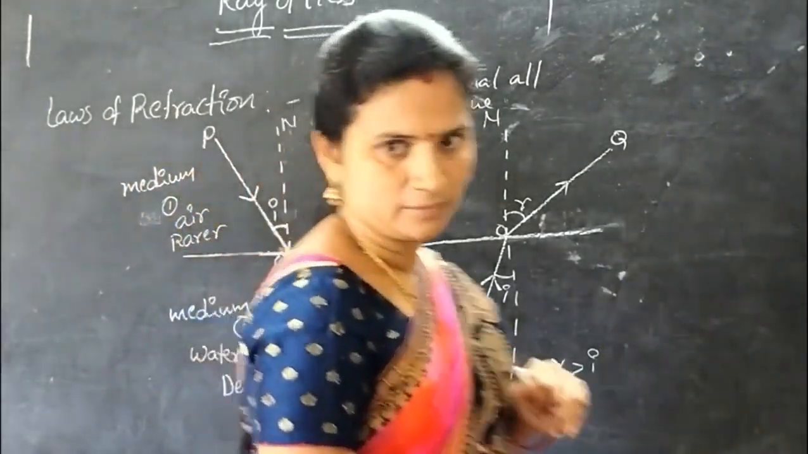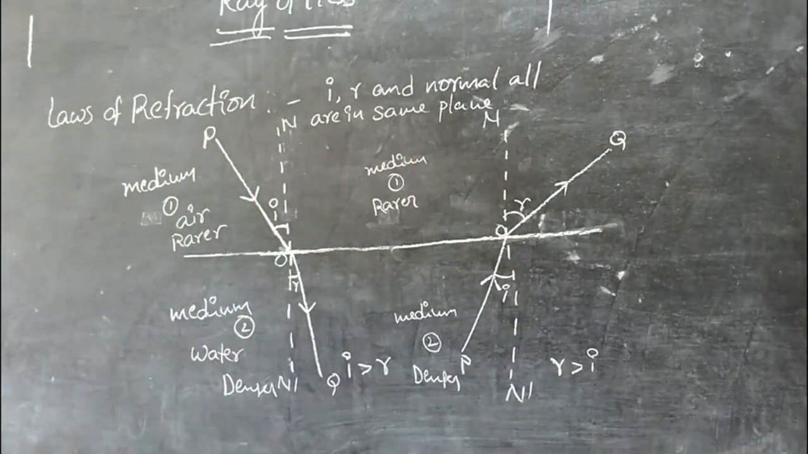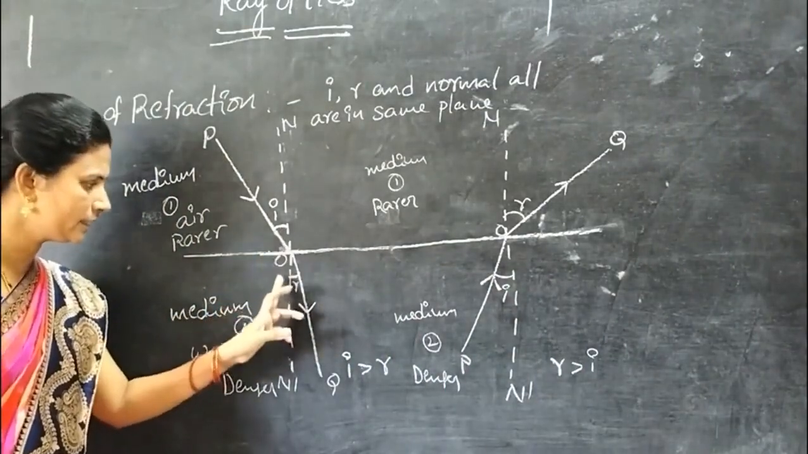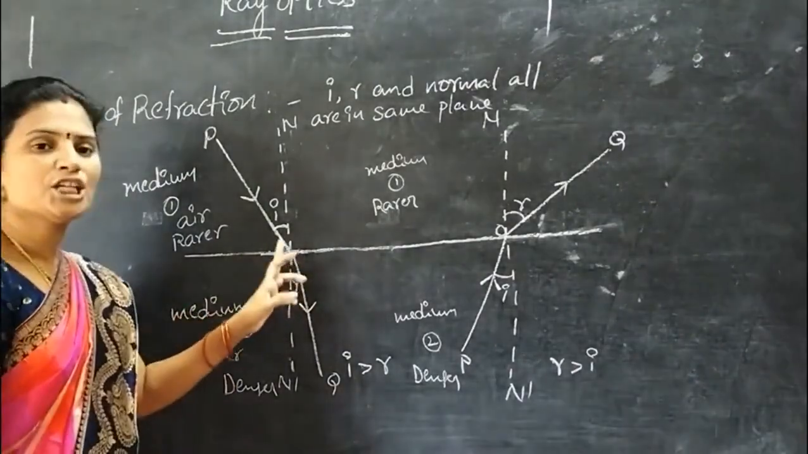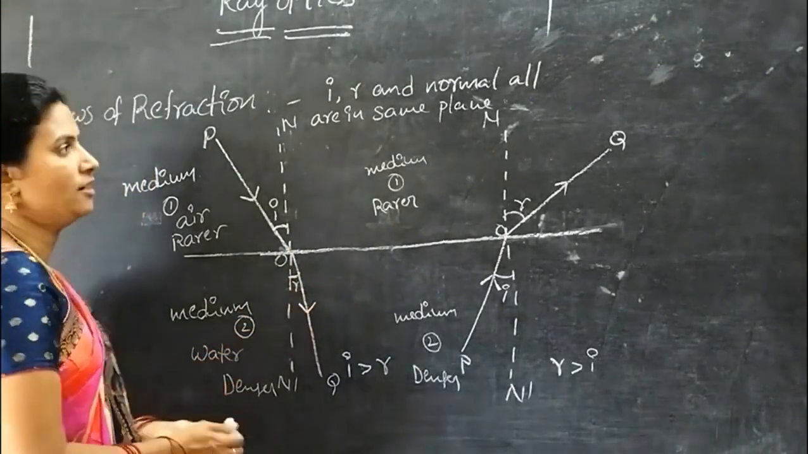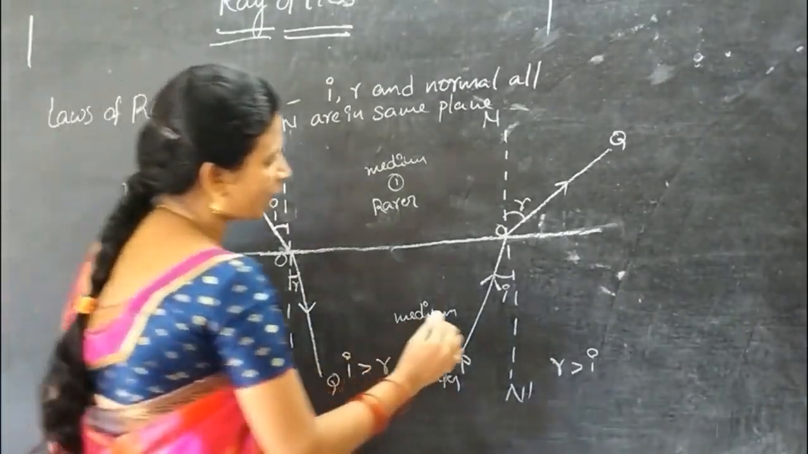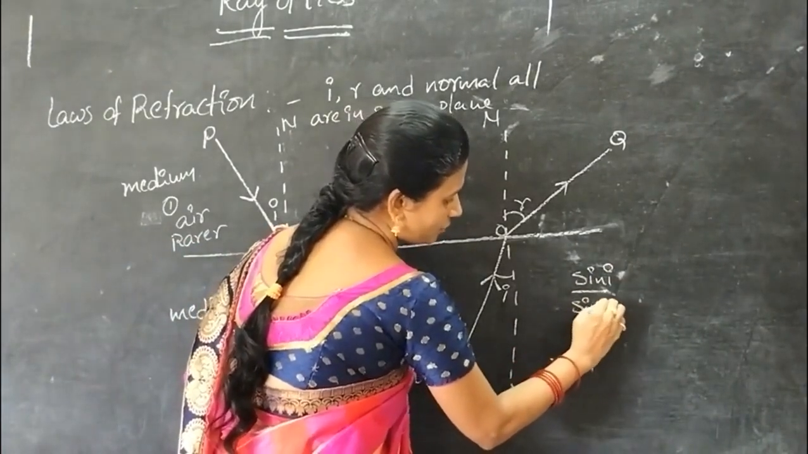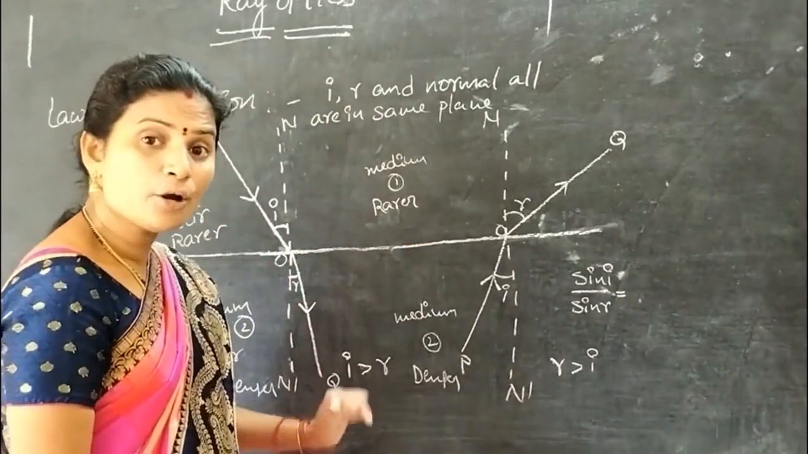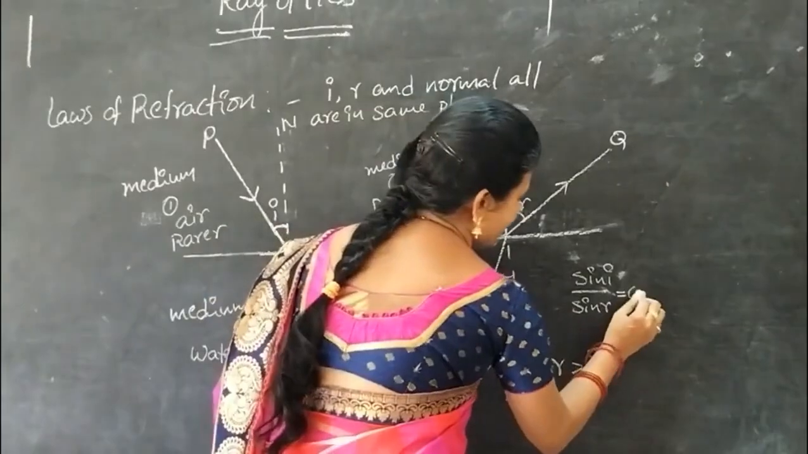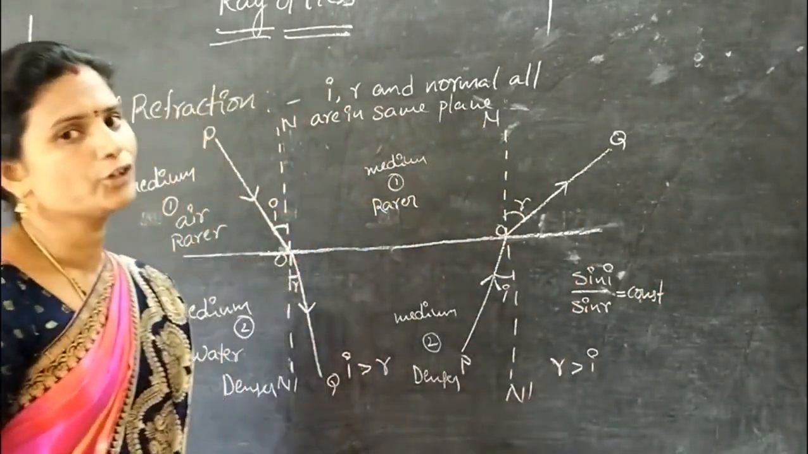What is the second law of refraction? This is the angle of incidence I, and this is the angle of refraction R. The ratio between the sine of the angle of incidence and the sine of the angle of refraction, that is sine I and sine R, is constant. This is the second law of refraction.